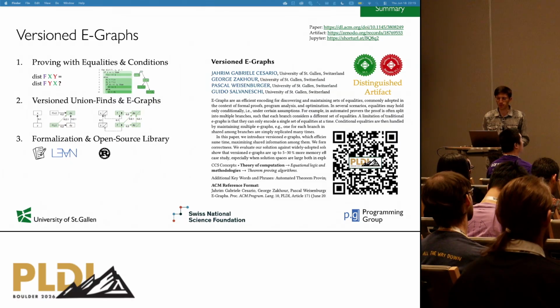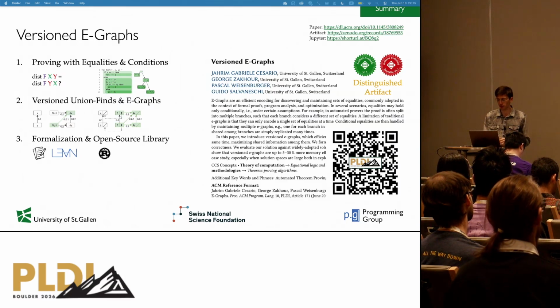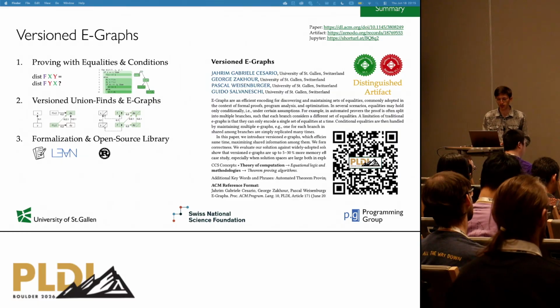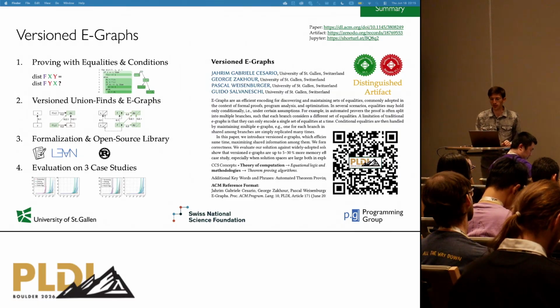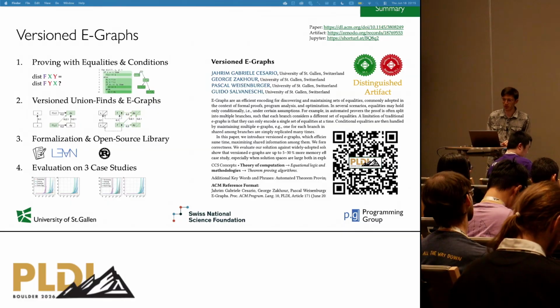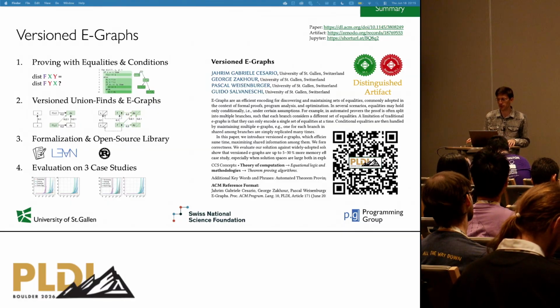And then we provide a formalization to prove the correctness of the version union find and egraph, and an open source library with the most common egraph extensions. And finally, an evaluation of 3 case studies where we show that we are either better or comparable to the best approach in the state of the art.